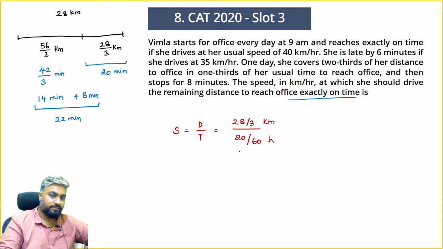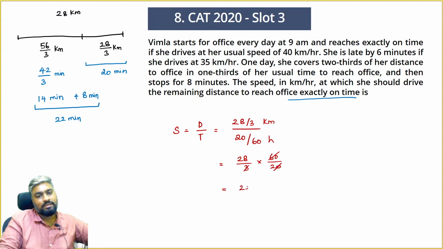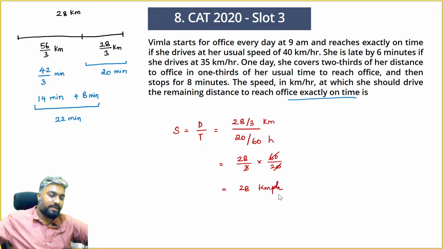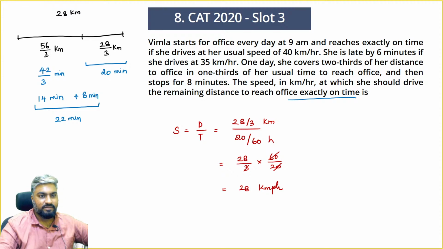Yes, this is kilometers. This is hours. Getting this, guys? So what is this basically? 28 by 3 into 60 by 20. This is 3 and 3 cancelled. Our answer is what? 28 kilometers per hour. Got it, everybody? Very nice, very nice.